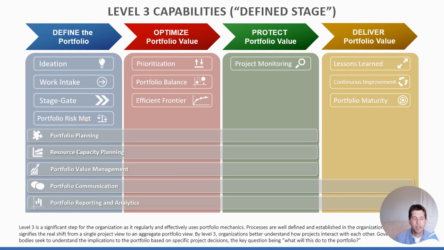At level 3, we actually see fairly comprehensive usage of portfolio management. Optimization techniques are level 4 and 5. Talk about that another time. But we've got ideation, work intake, stage gate, portfolio risk management likely started at this point, good portfolio planning, resource capacity planning, although some might begin that at level 2, the initial resource tracking, value management, reporting and analytics. A number of components around portfolio management are highlighted and utilized at level 3.